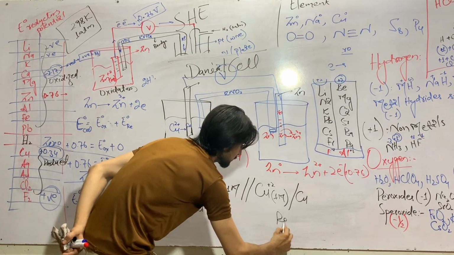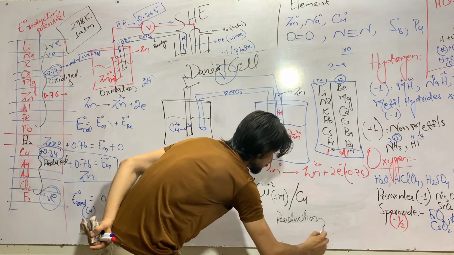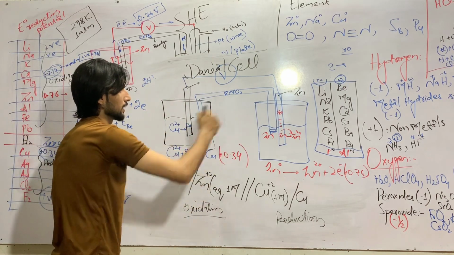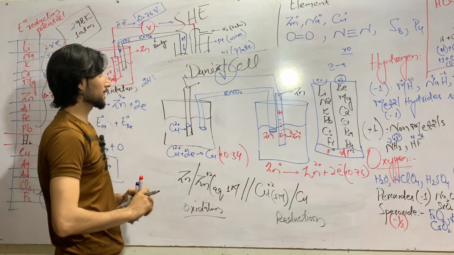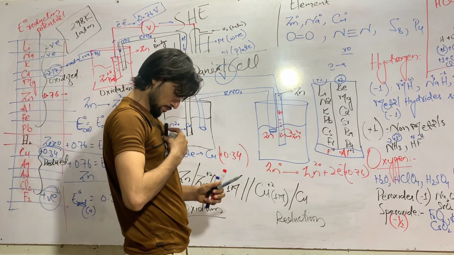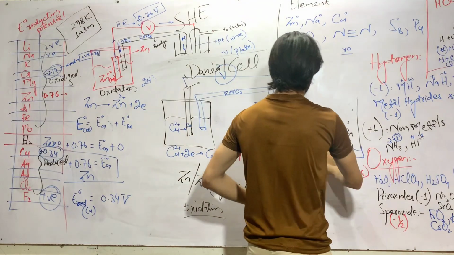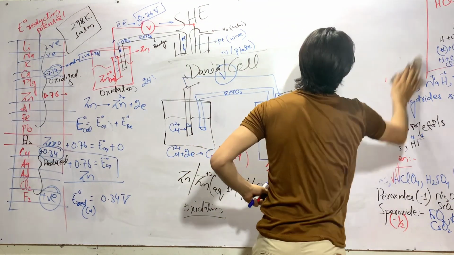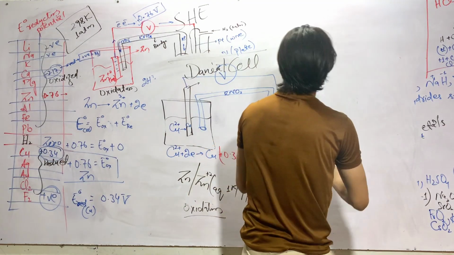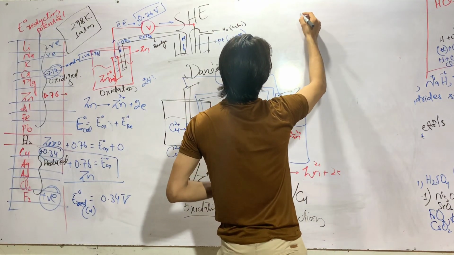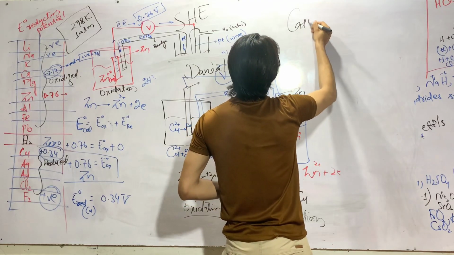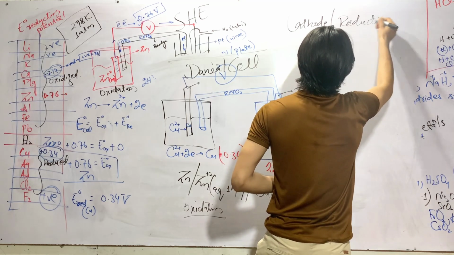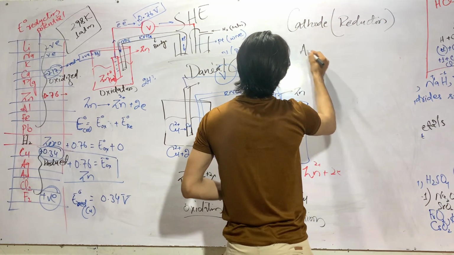So this is the oxidation half of the cell, and this is the reduction half of the cell. Oxidation happens at what? You must remember red cat. The electrode at which reduction takes place is called cathode. At cathode, reduction takes place. So oxidation must take place at anode.